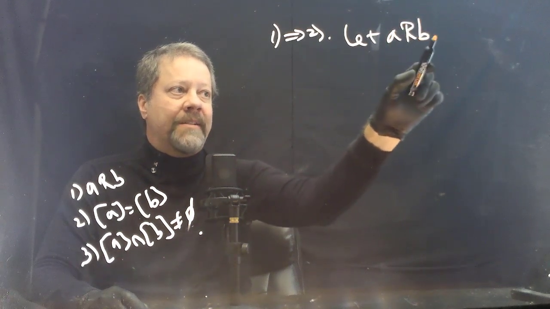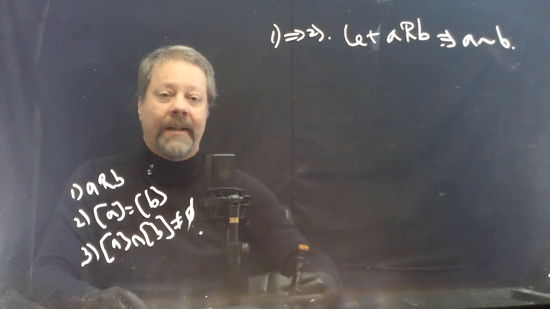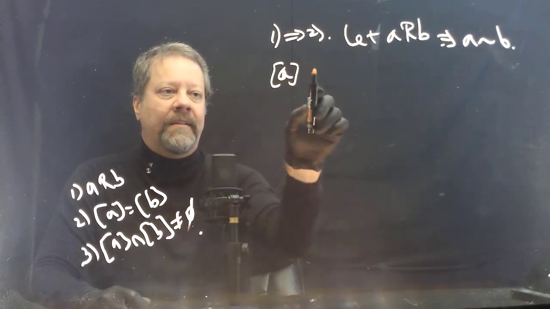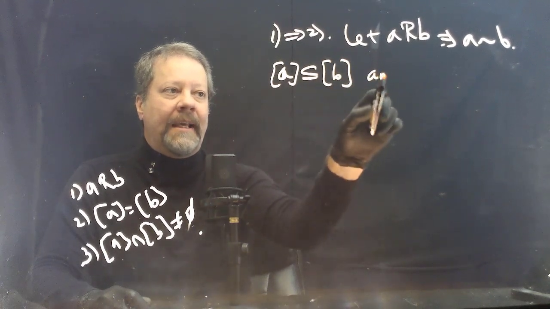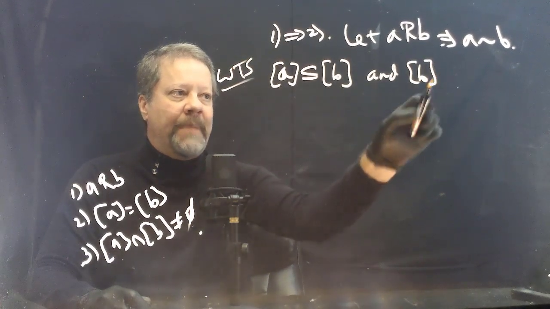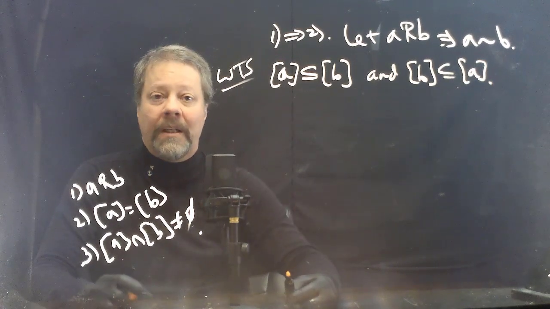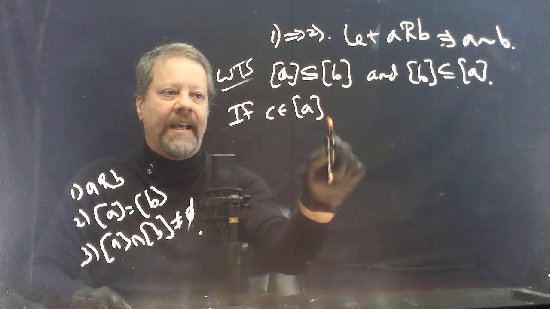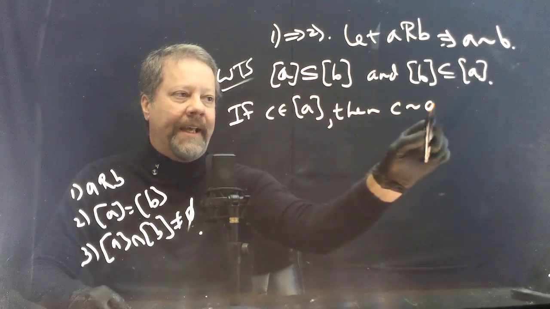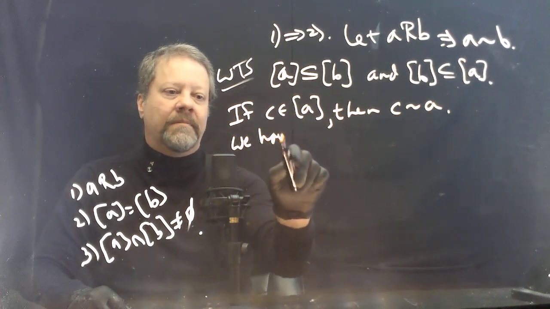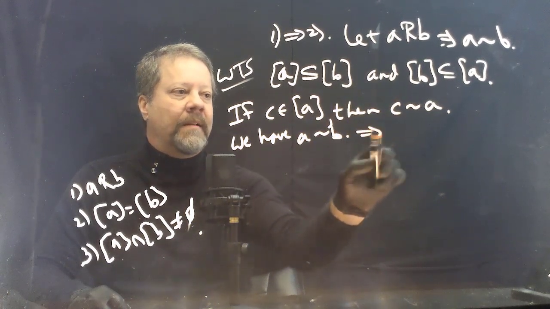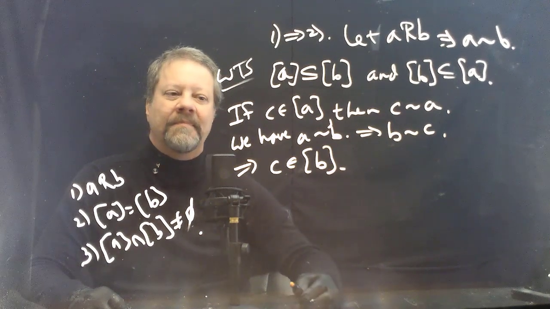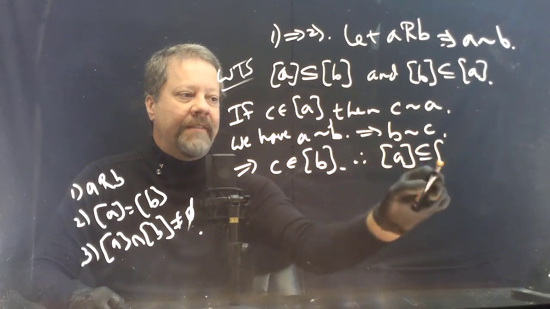Let A be related to B, which means then that A is equivalent to B because we're talking about an equivalence relation. Now, to prove that the equivalence class of A equals the equivalence class of B, we have to prove the equivalence class of A is a subset of the equivalence class of B, and the equivalence class of B is a subset of the equivalence class of A. The way to show equality between two sets is to show these two subset relationships. If C is an element of the equivalence class of A, then C is equivalent to A. We have A is equivalent to B, and that implies B is equivalent to C, which implies C is an element of the equivalence class of B. Therefore, the equivalence class of A is a subset of the equivalence class of B.